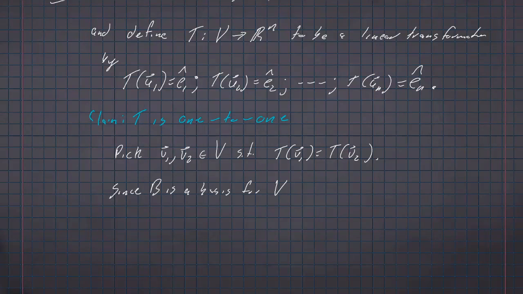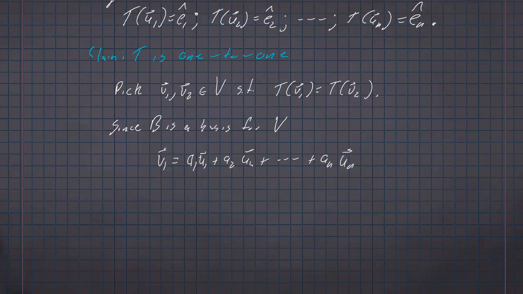Since B is a basis for V, remember, every vector in a vector space can be written as a linear combination of the basis vectors. So we can write v1 as, let's call it, a1 u1 plus a2 u2 plus ... plus an un. So with that, T of v1 is going to be a1 times T of u1 plus a2 times T of u2.